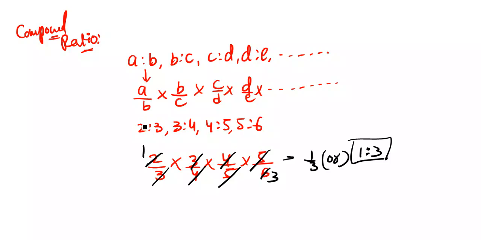If we need to find the first value and the last value, we use the compound ratio. This point is very important, guys. If you want to find out the first value and last value, we are using compound ratio. Clear, guys? All of you, compound ratio.